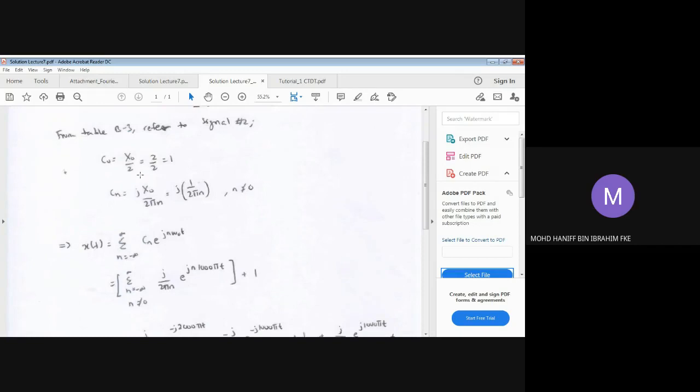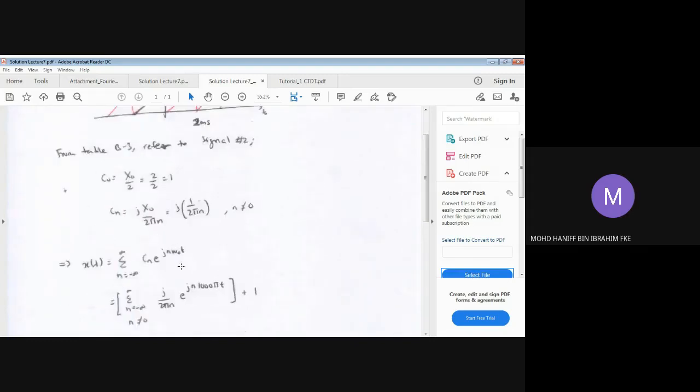Based on the obtained C0 and Cn, we can then write the Fourier series equation for xt in exponential form. That should be the equation: summation of n from negative infinity to positive infinity of Cn exponential j n omega naught t. So we can write it as follows: j over 2 pi n exponential j n omega naught t, where omega naught equals 2 pi over T. You know that T is 2 milliseconds, so 2 pi over 2 milliseconds, we get 1000 pi as the omega naught.